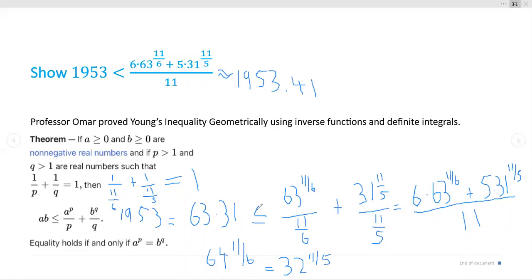I hope that was real. I hope you liked it. And again, I would go to Professor Omar's site and go over this Young's inequality. It's really cool to see it work. I just had to see a concrete example of it in practice. Thank you for viewing.